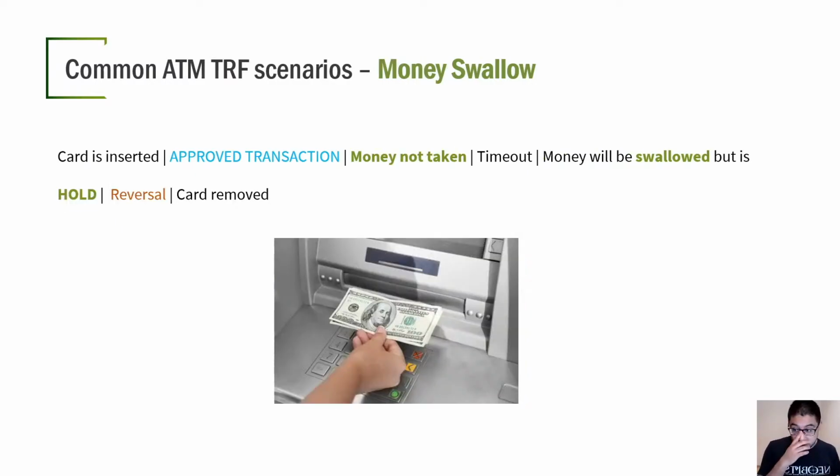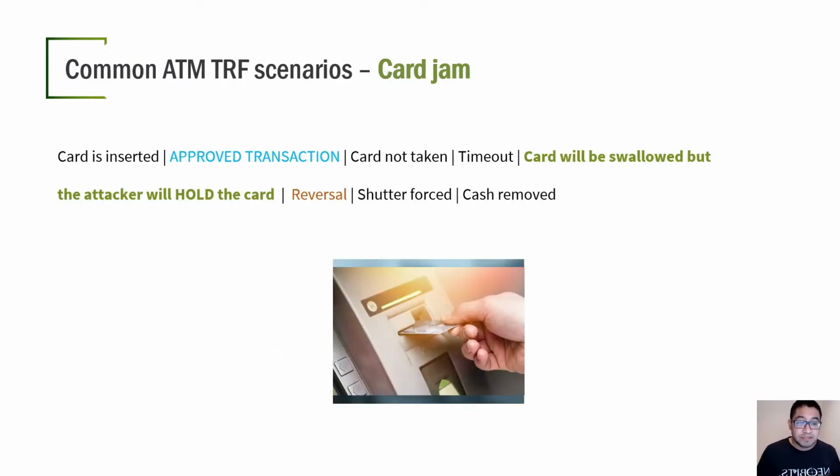We have also the money swallow. This happens when the card is inserted, I make the normal transaction, and the money is dispensed, but I will not take the money. So if I don't take the money, a timer will happen again, and the money will be swallowed by the dispenser. But at the point that the money will be swallowed, the attacker will hold the money, will grab and force the retrieval of the money, and a reversal will happen, and then the card will be removed. So you get the money and the card.